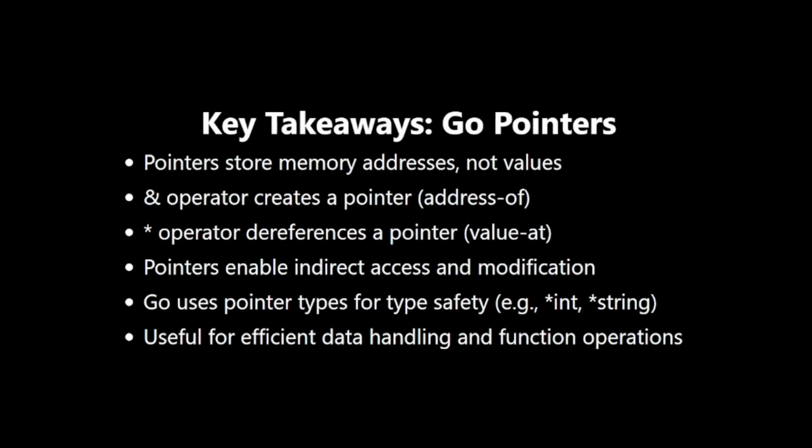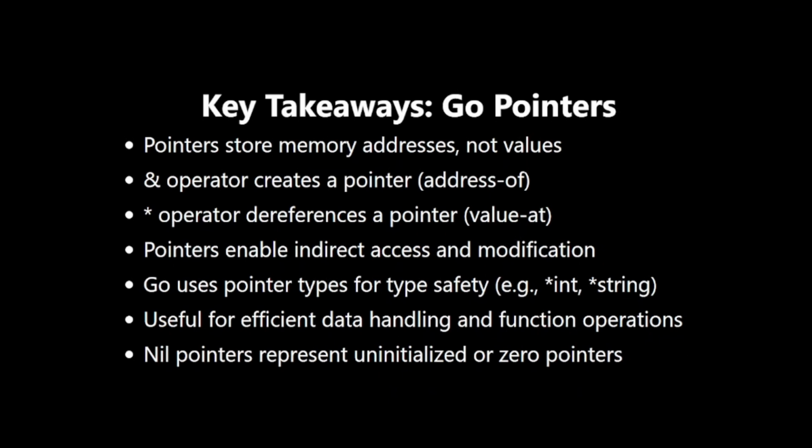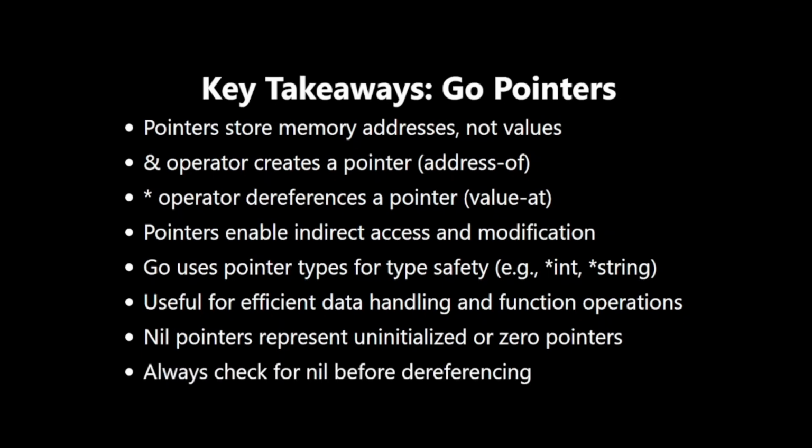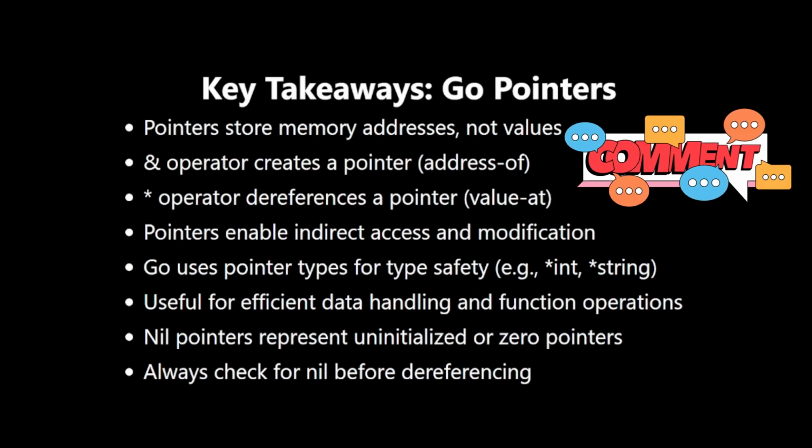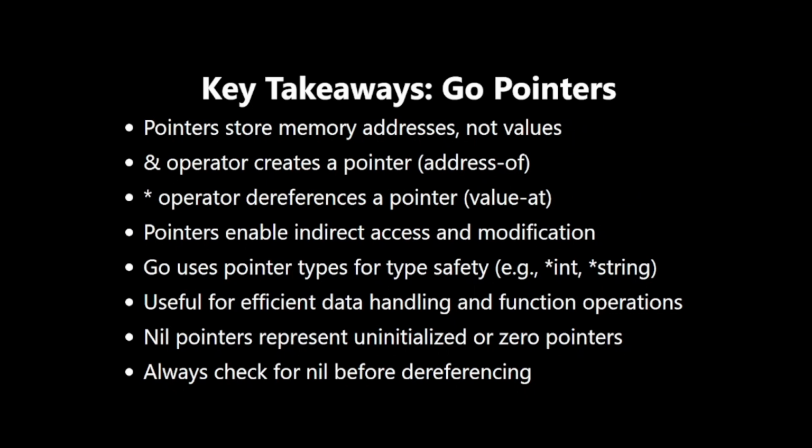Nil pointers represent uninitialized or zero pointers. A nil pointer doesn't point to anything, which is Go's way of representing a zero or uninitialized pointer. Always check for nil before dereferencing. This is a crucial safety practice to prevent runtime panics in your code. Understanding these concepts about pointers will significantly enhance your Go programming skills. Pointers are a powerful feature of Go, allowing for efficient and flexible code, but they must be used carefully and thoughtfully.